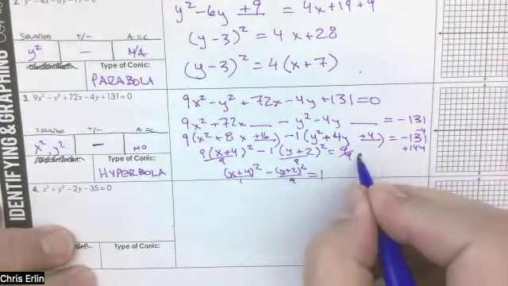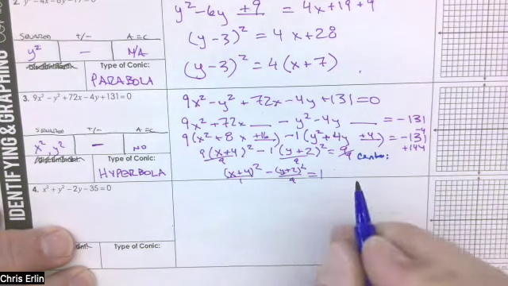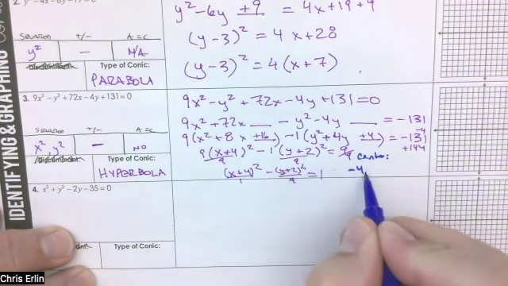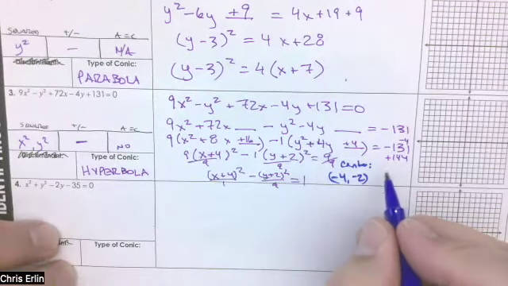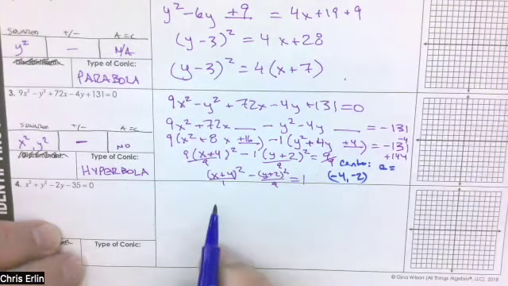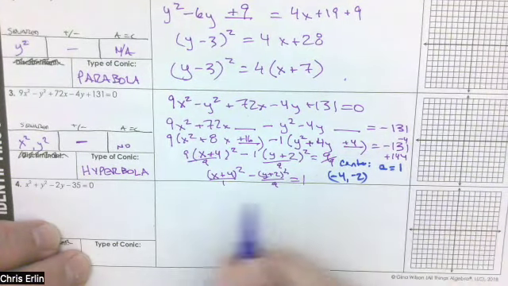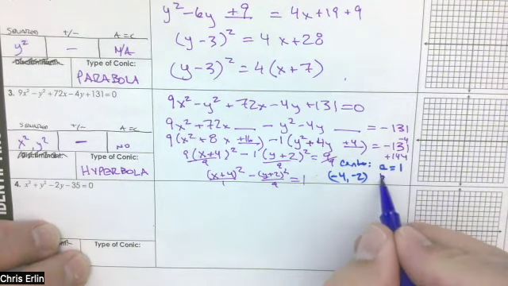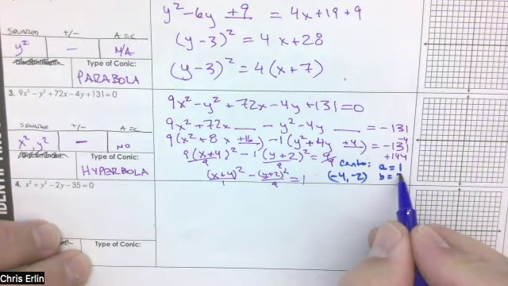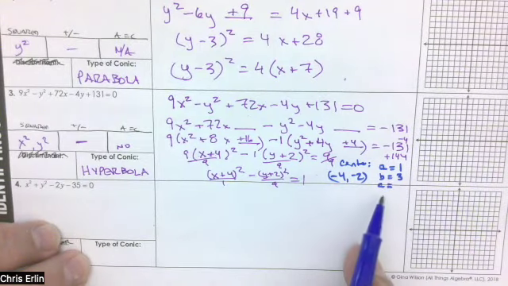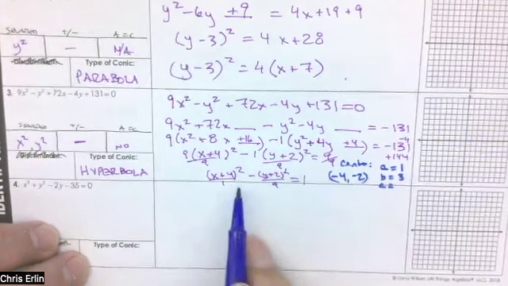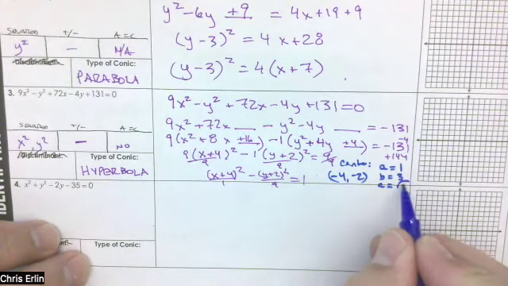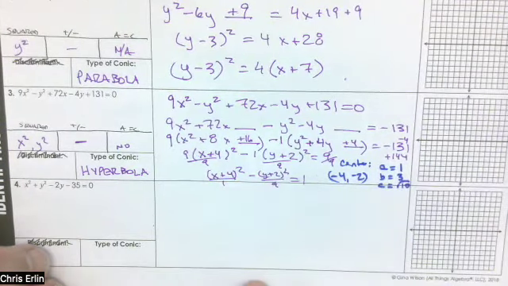So what's my center? Negative 4, negative 2. What's my A? Square root of 1, which is 1. What's my B? Yep, square root of 9, which is 3. And this is where my C squared is equal to A squared plus B squared. So this would be root 10.